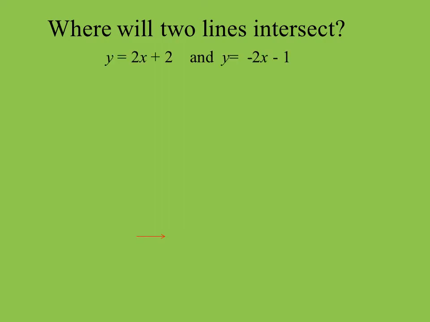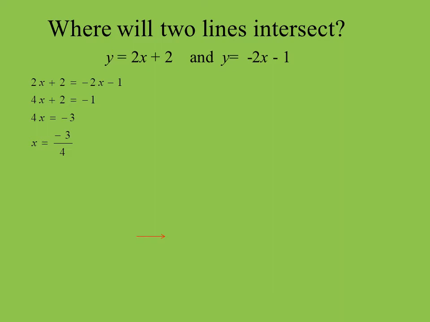Let's have a look at these two equations. If we were to graph y equals 2x plus 2 and y equals negative 2x minus 1, will they intersect, and exactly where will they intersect? Well, this is what we do.